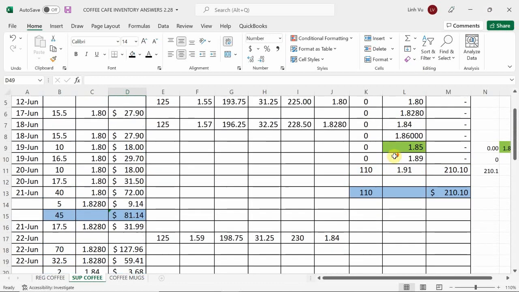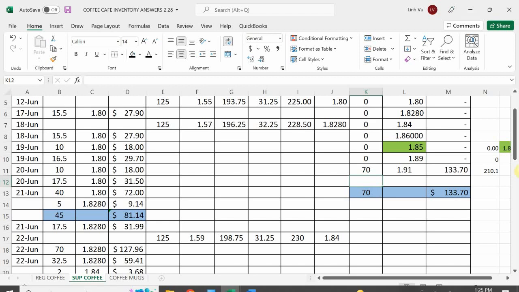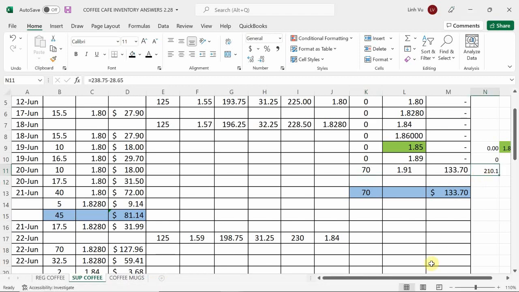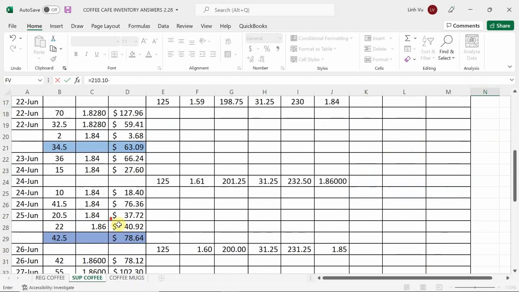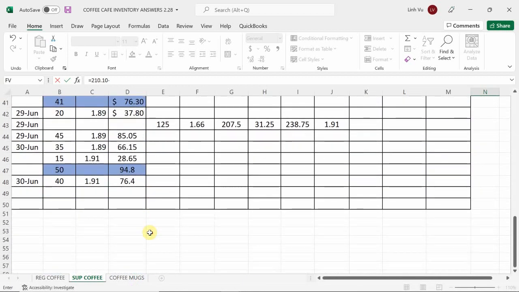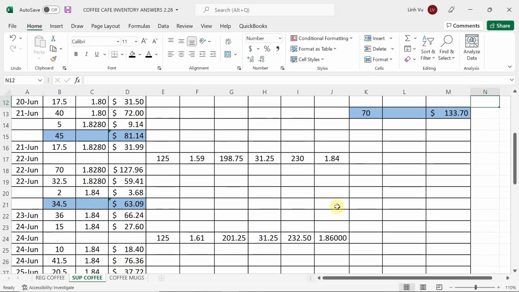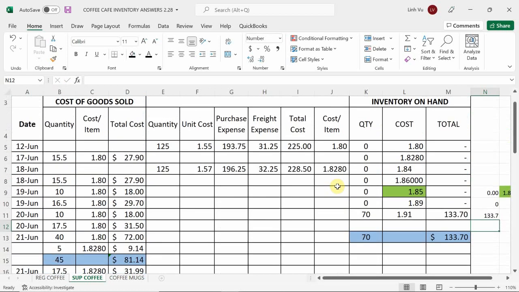So therefore, how much should be left remaining? Well, in this case, we started with 110 pounds. We used 40 pounds, so we should be left with 70 pounds of coffee left. And 210 minus 76.40 should give you a remaining balance of $133.70. So in this case, we have $133.70 left of supreme coffee at 70 pounds remaining.